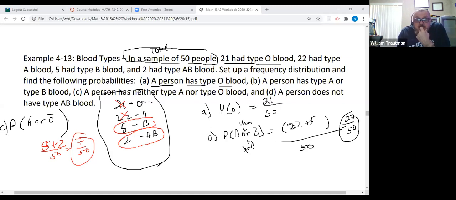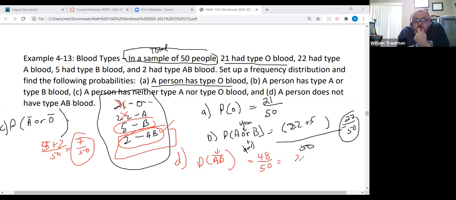And finally, let's do D. D is a person does not have type AB. Probability that you don't have type AB. Here's AB. Only 2 people had AB. That means 48 don't have type AB. Do you see? If 2 have AB, then 48 don't have it. 48 out of 50, which reduces to 24 over 25.